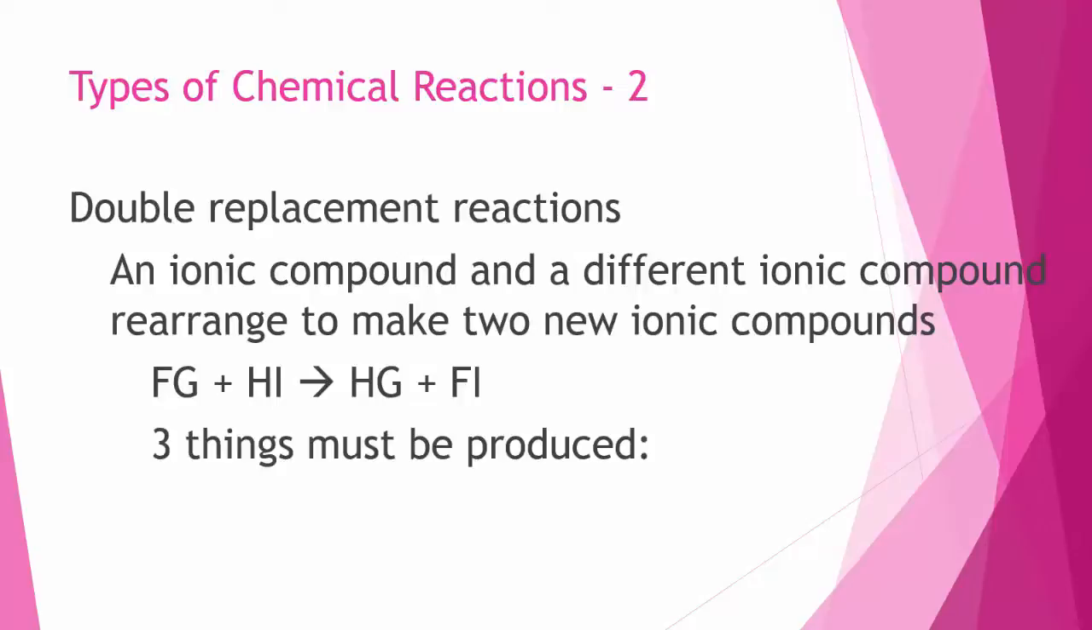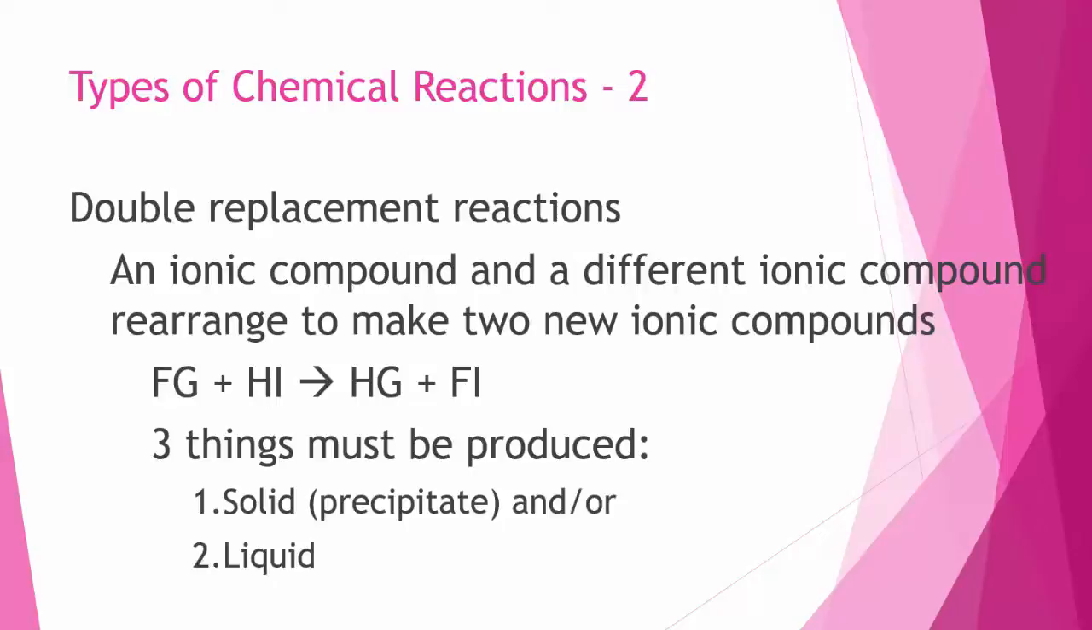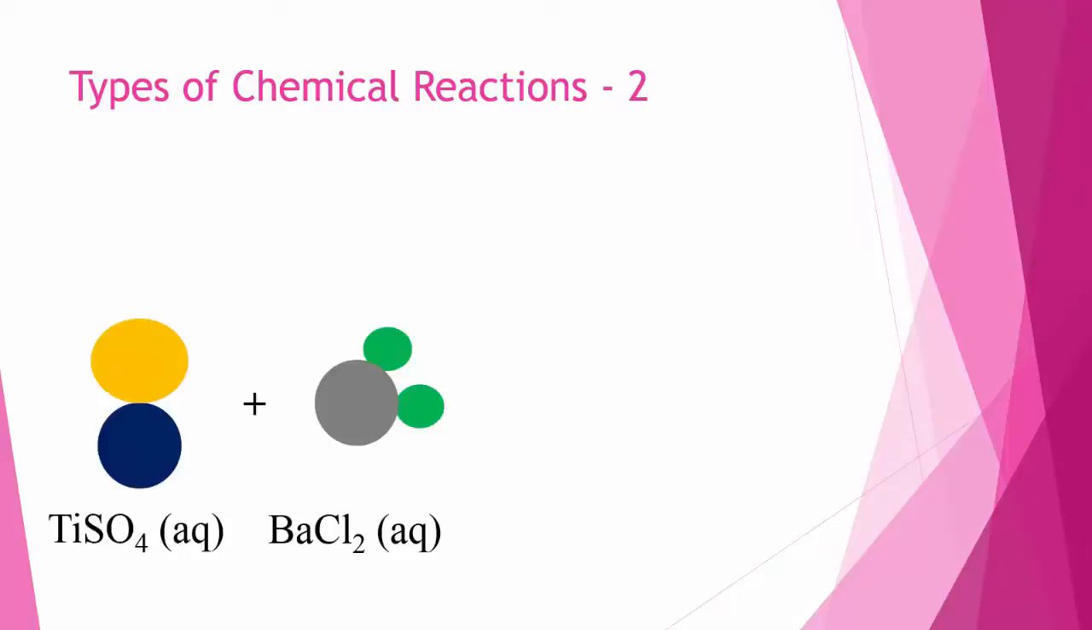When a double replacement reaction occurs, one of 3 things must be produced, though all 3 could be produced. The 3 things are a solid, which is sometimes called a precipitate. As a matter of fact, most of the time it's called a precipitate. And or a liquid must be produced, and or a gas. So let's take a look at some examples.